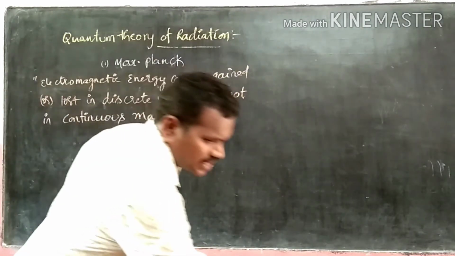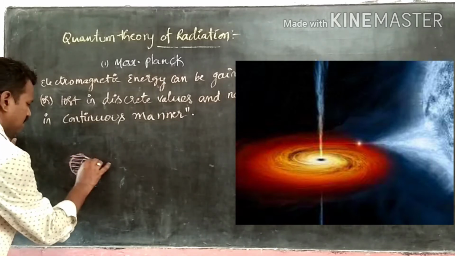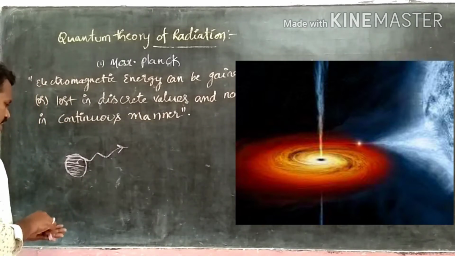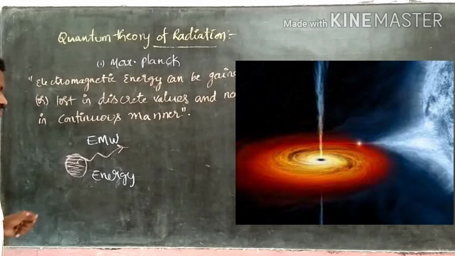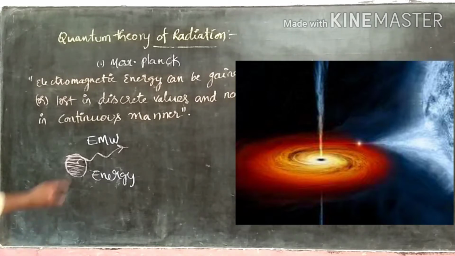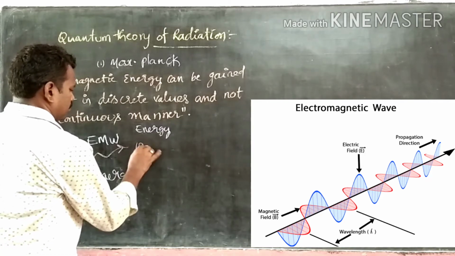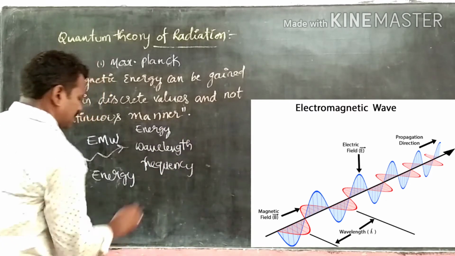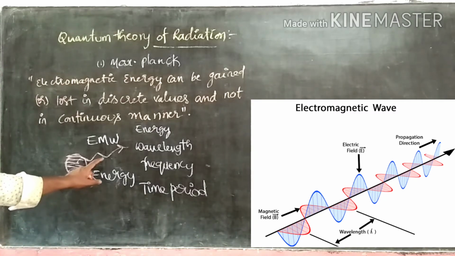For example, if you consider a black body here, it emits an enormous amount of energy in all directions, in the form of electromagnetic waves. This electromagnetic wave must be associated with some energy, wavelength, frequency, and time period. These are the four factors by which we can determine an electromagnetic wave.